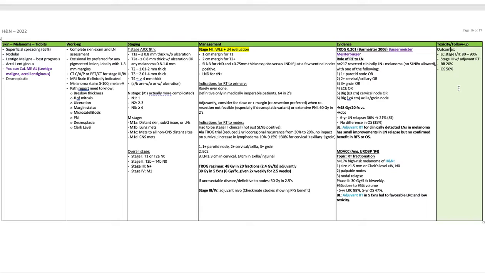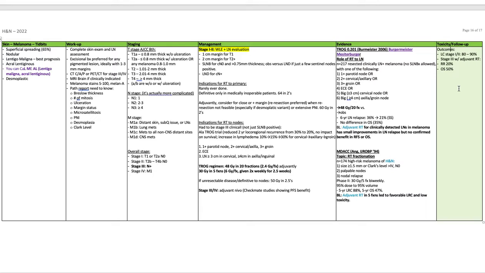Sentinel node biopsy for clinically node negative and greater than 0.75 millimeters thickness. Observation versus lymph node dissection if just a few sentinel nodes are positive, and do a lymph node dissection for clinically node positive disease. Indications for radiation to the primary.